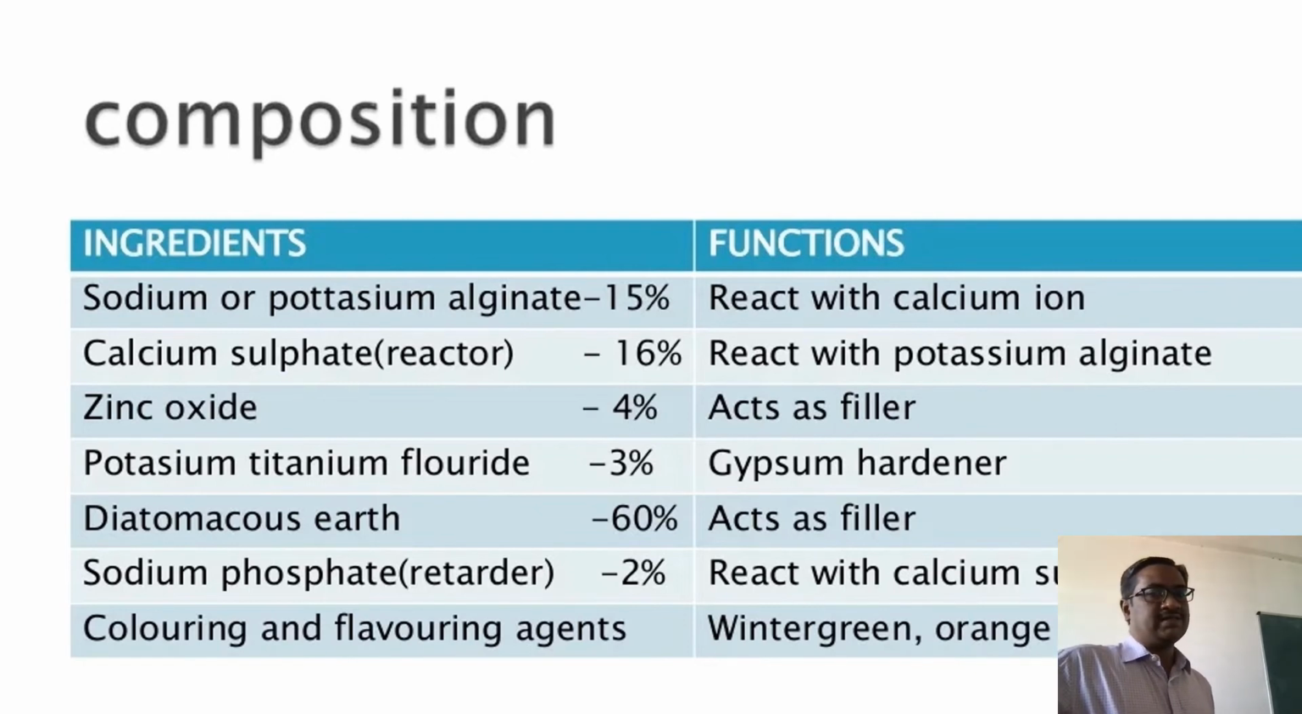So the main thing is calcium sulfate is a reactor, sodium phosphate is a retarder. So the first reaction will be with the calcium sulfate and sodium phosphate. By this we will get a calcium ion. So calcium ion reacts with the sodium or potassium alginate, forms the gel. Understood? So this is also a hydrocolloid. So it converts from sol to gel.